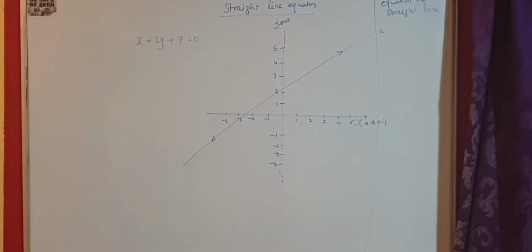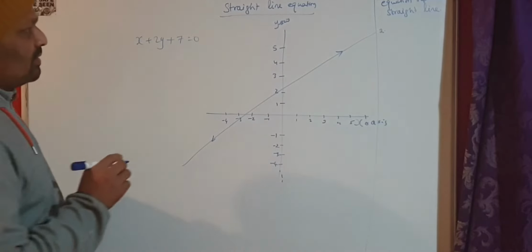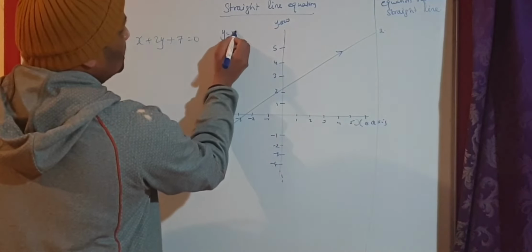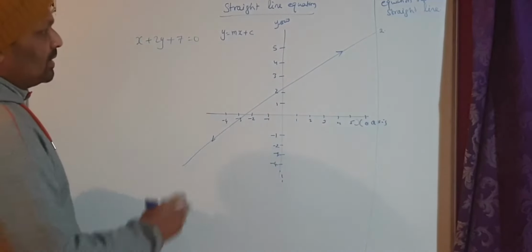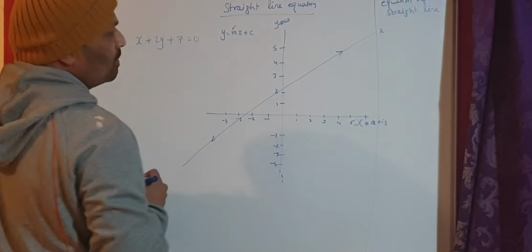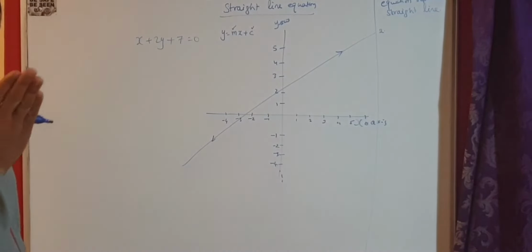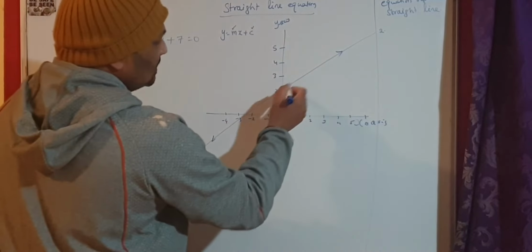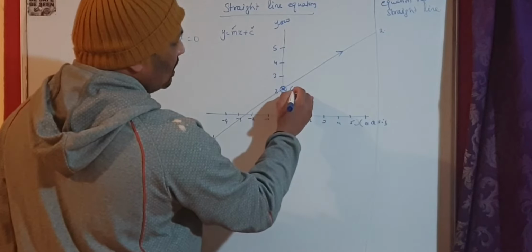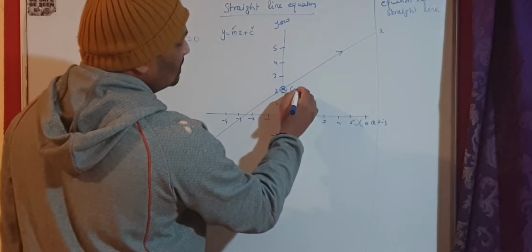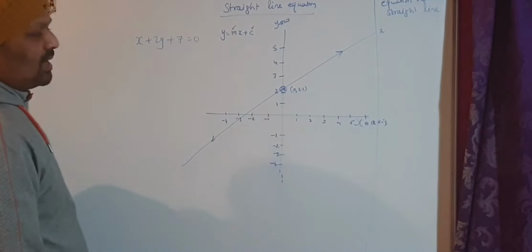So what is the slope of it? In order to find the slope, there is a very popular form of a straight line equation. That form is called y is equal to mx plus c. Any given equation, if you convert it into this format, m represents the slope and c represents the point at which it cuts the y-axis. In this case, this straight line cuts the y-axis here, at 0, comma, something like 2.2. So it cuts the y-axis at 2.2.